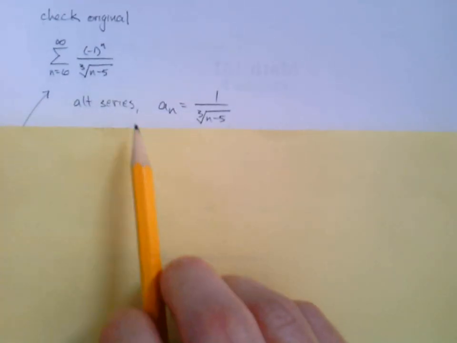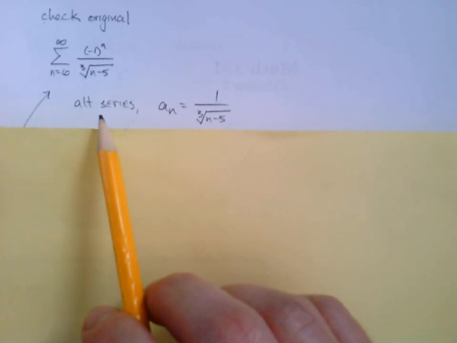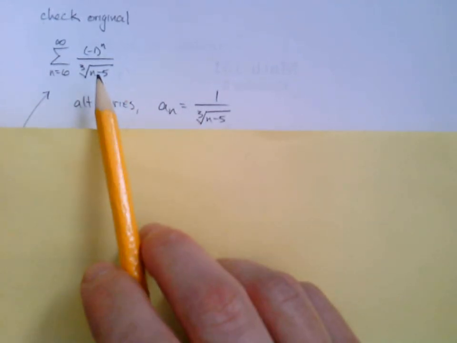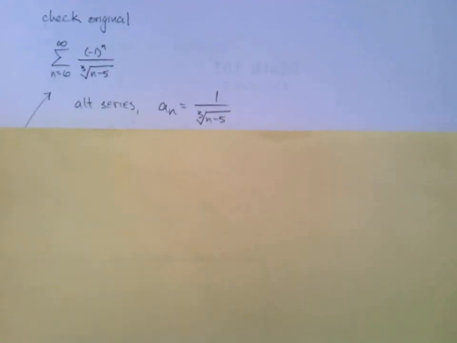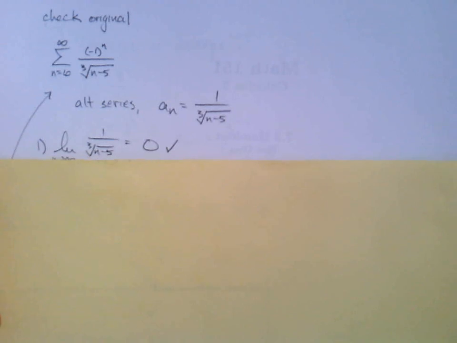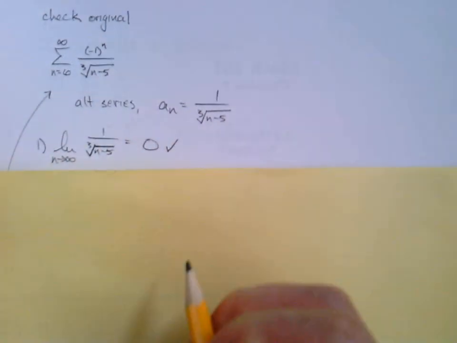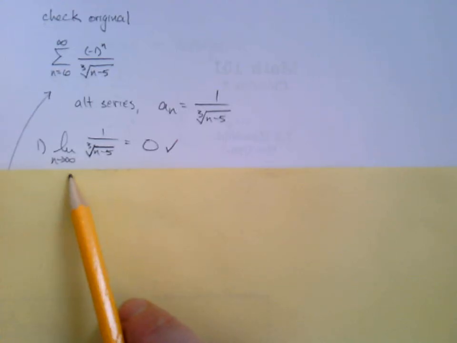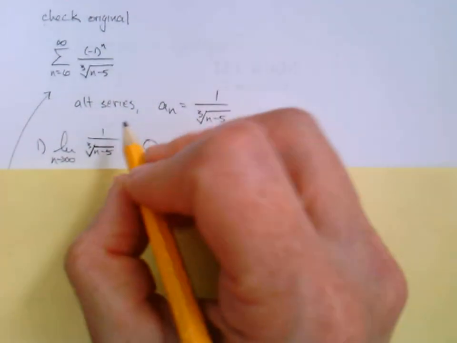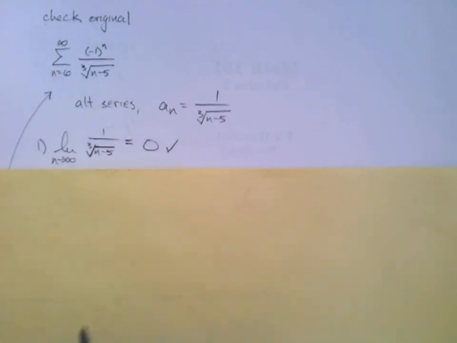And I wrote that, but you wouldn't necessarily have to put that on a page so long as you cite your test later. All right, so I'll identify the a_n, the non-alternating part. And we'll check the first condition. This is just a good kind of recap of some of these tests anyway. We're going to take the limit of this thing as n goes to infinity, right? That's the first condition. It does go to 0. Check.